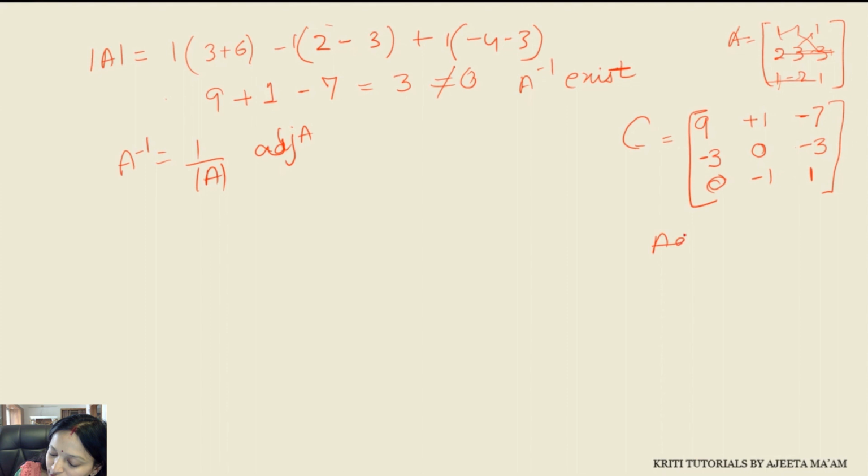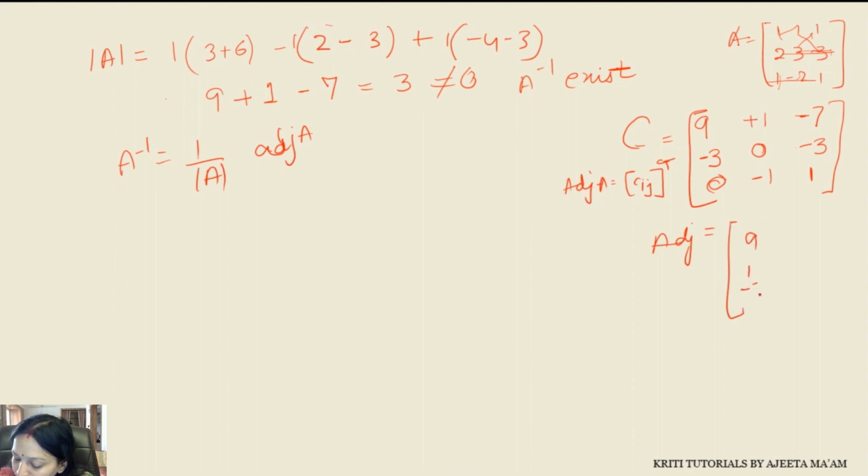So what will be the adjoint? Adjoint is transpose of this matrix. Adjoint is transpose of the matrix of cofactors. If I write a simple formula here, Cij जो matrix बना है आपका उसका transpose is adjoint. Okay, so now let's make it. 9, 1 minus 7 minus 3, 0 minus 3, 0 minus 1, 1. So this is your adjoint of A.